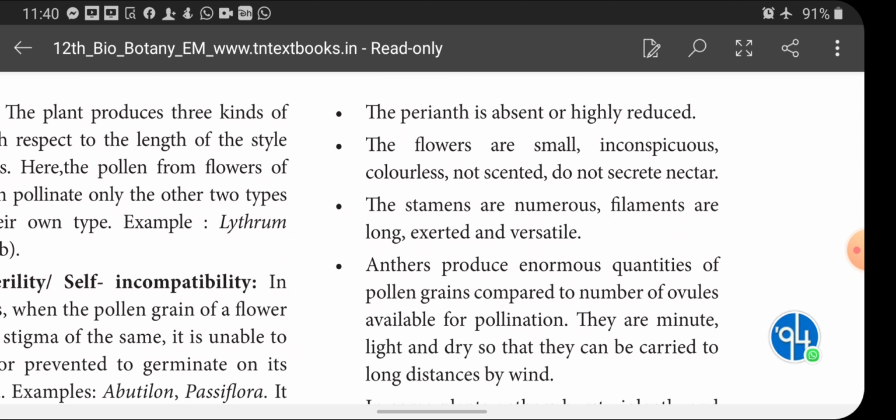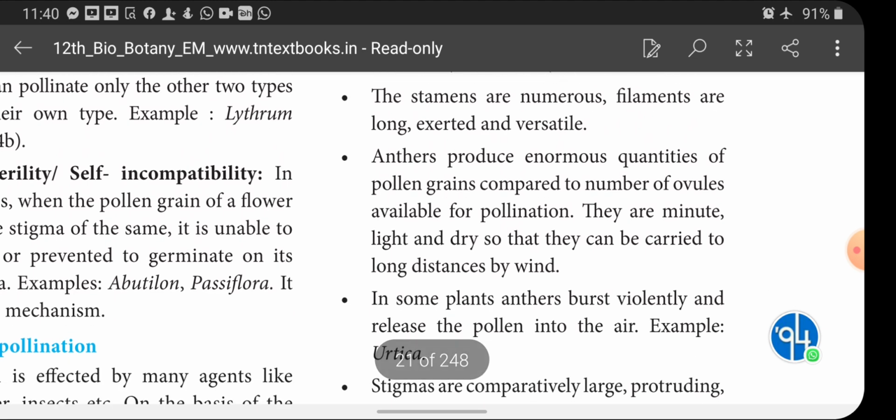The stamens are numerous, and the filaments are long, exserted and versatile. Anthers produce enormous quantities of pollen grains compared to the number of ovules available for pollination. The pollen grains are minute, light and dry, so that they can be carried over long distances by the wind.